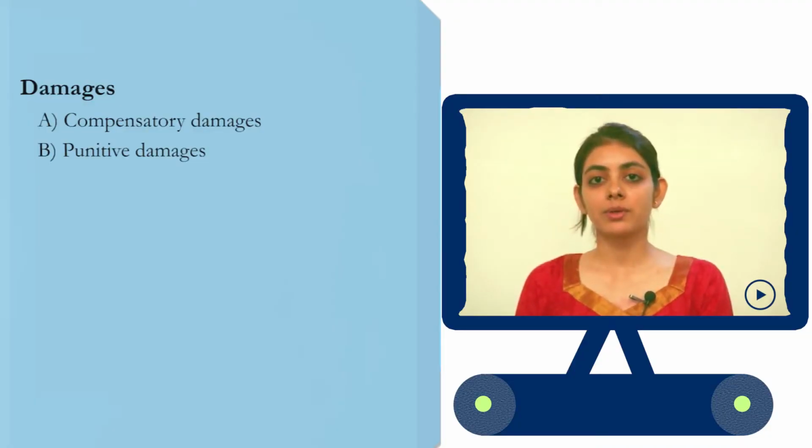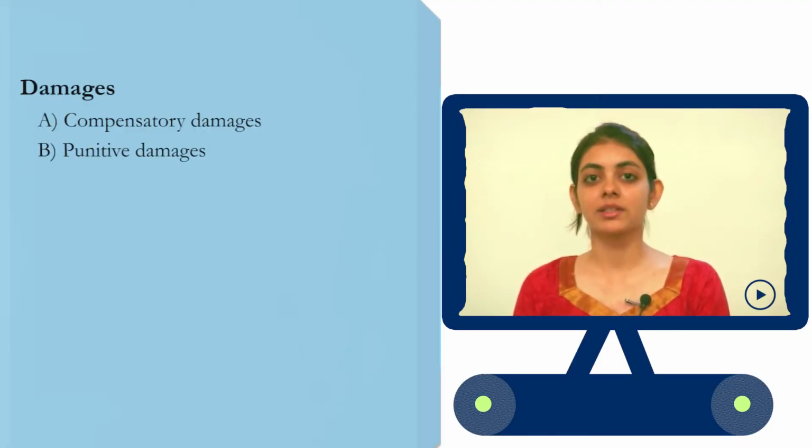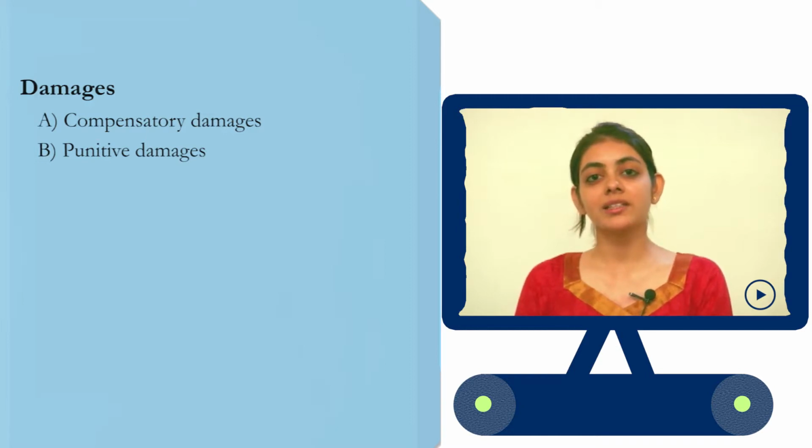We will now talk about punitive damages. Punitive damages are in addition to compensatory damages and are awarded to deter the infringing acts of a defendant. Punitive damages are most commonly awarded against habitual and repeated offenders.